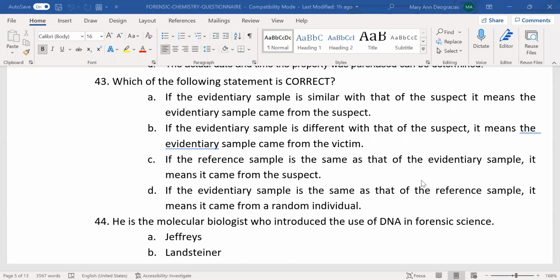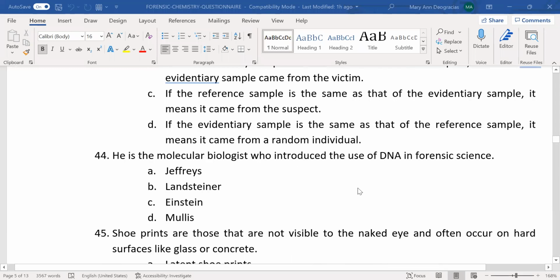Okay, case study siya. Number 44. Alam nyo to. Magagaling kayo sa memorization eh. Ayan. He is the molecular biologist who introduced the use of DNA in forensics. What particular evidence is it applied? Si Alex Jeffrey ang sagot dyan. Anong klaseng evidence ginamit? Sige, palawakin natin yung kaalaman nyo sa number 44. The answer is A, yes. But what particular evidence is it or he applied DNA?